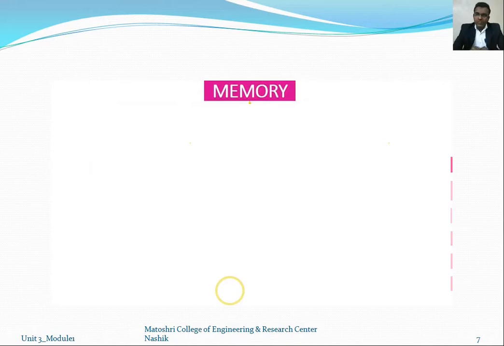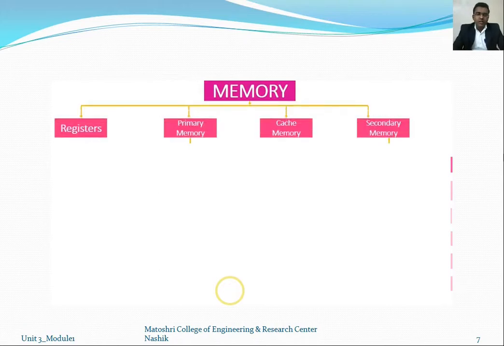Now let's move to the classification. What types of memory are available with us? Memory is firstly broadly classified into four types. The first one is the register, as we have already studied, because a register is a combination of flip-flops, and each flip-flop has its own capacity to store a number of bits.